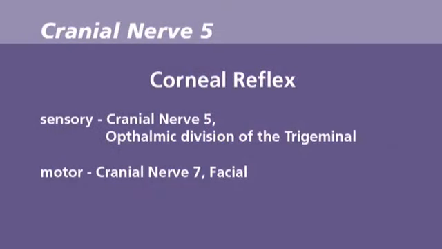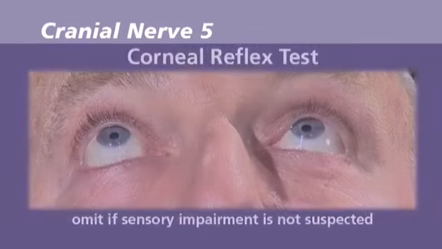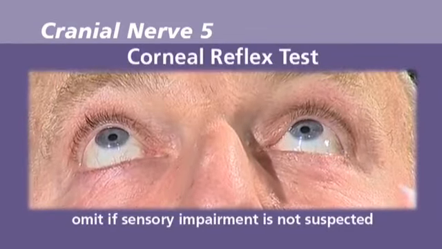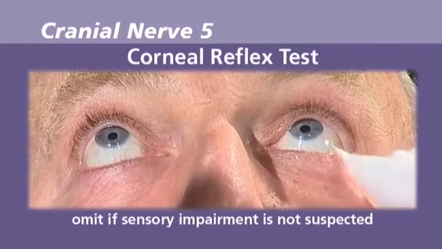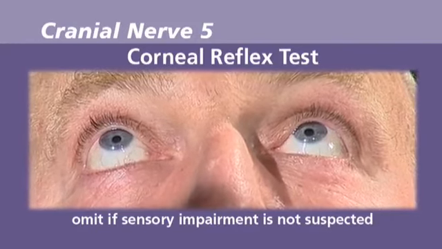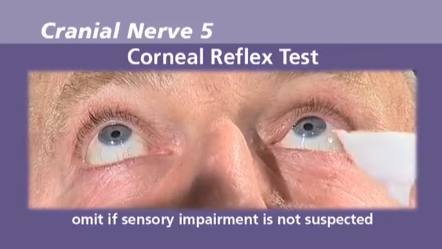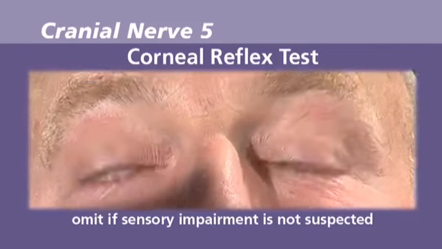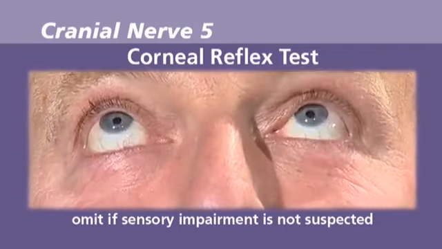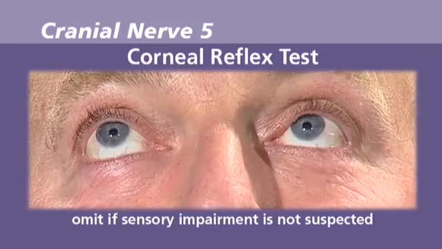The corneal reflex involves afferent fibres from the ophthalmic division of the trigeminal nerve and efferent fibres from the facial nerve. If incorrectly I touch the insensitive sclera, no response occurs. When correctly I touch the cornea, a bilateral blink response is obtained. This test is uncomfortable. It can be omitted if sensory impairment is not suspected.